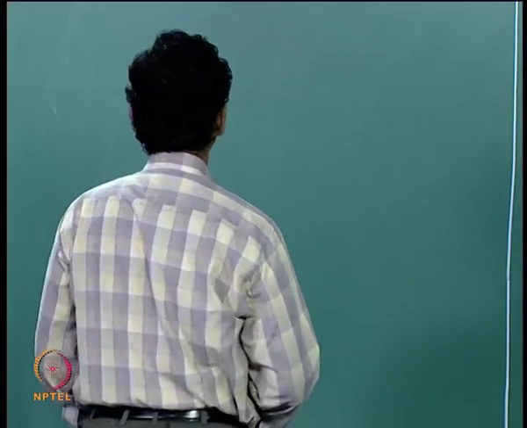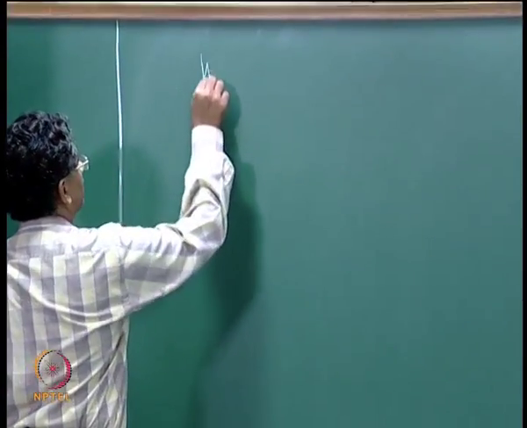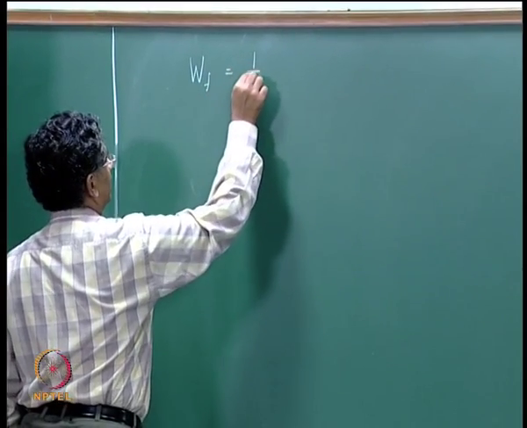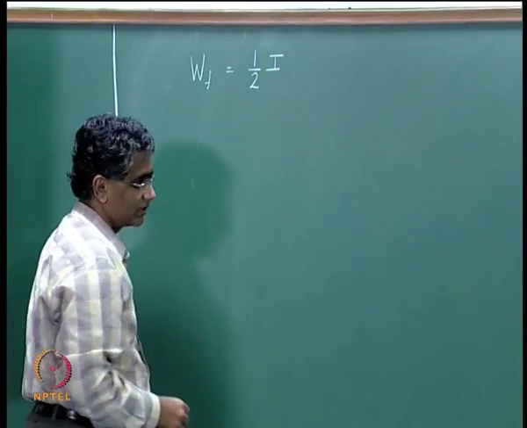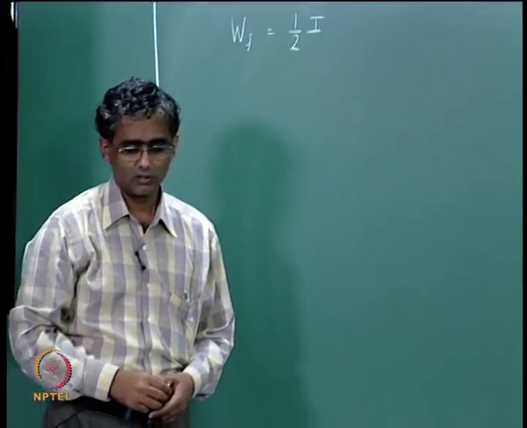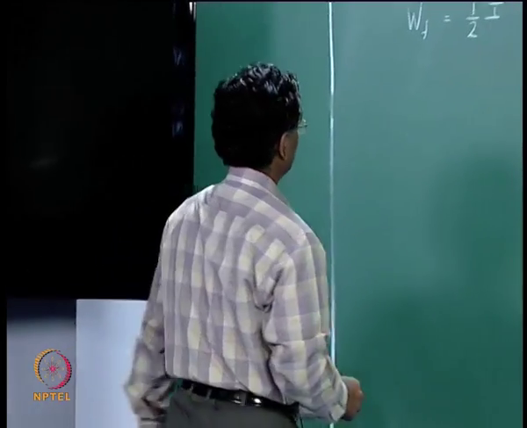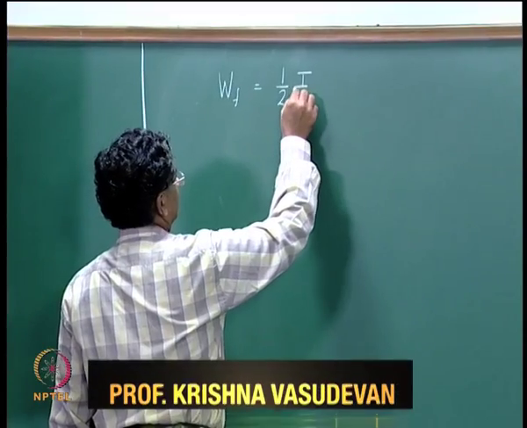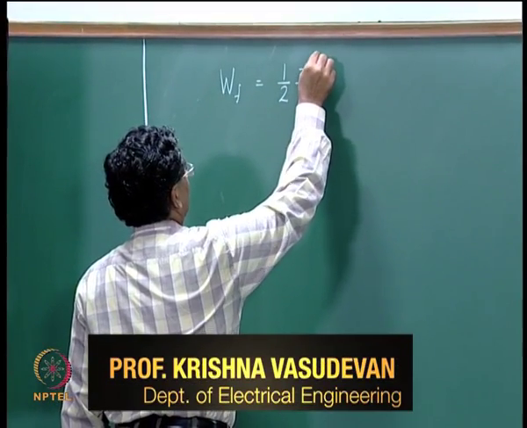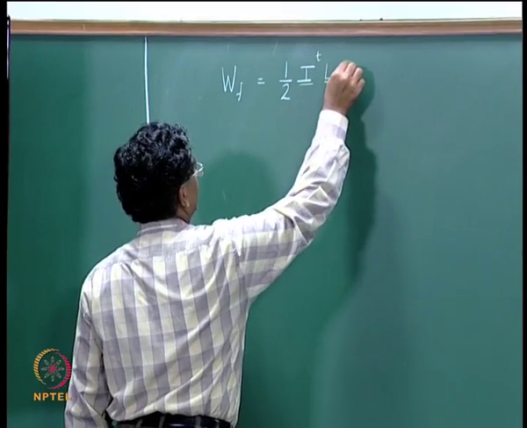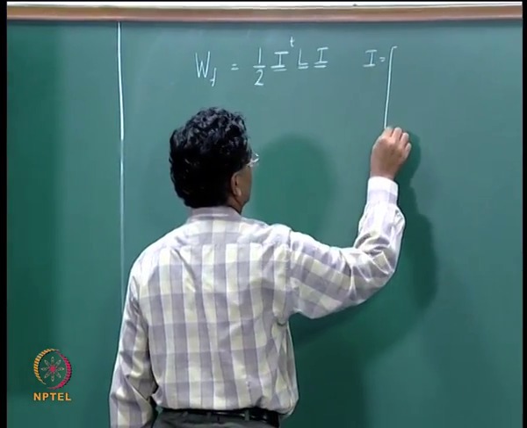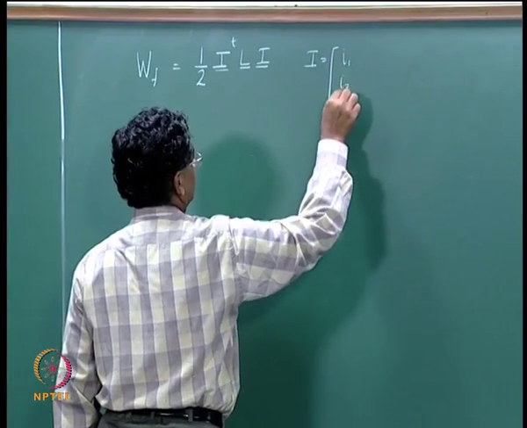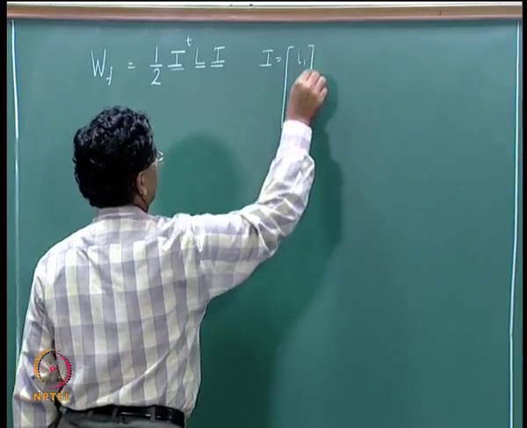We saw that the field energy Wf can be written in a vector form using vectors for the various excitations that are given into the system. So if I is a vector, then Wf is half I transpose, inductance matrix, multiplied by I, where I is a vector of input currents I1, I2, etc., maybe up to IN.